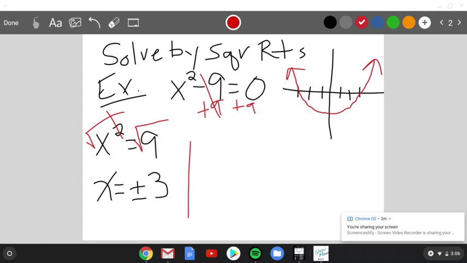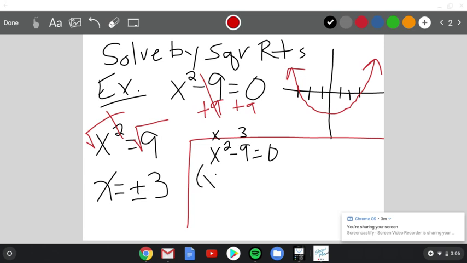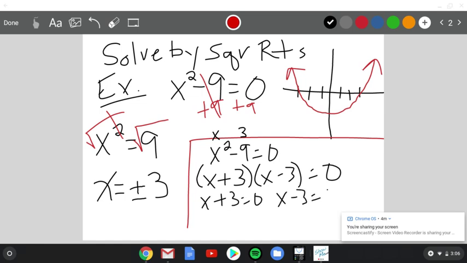Another way to think about why you have two solutions for this is we could also solve this by factoring, because in this instance, I have a difference of two perfect squares. So if I square root x squared, I get x. Square root of 9 is 3. So difference of squares would be x plus 3, x minus 3. And then if you're solving an equation, you set each term equal to 0 and solve, and you get x equals negative 3 and x equals positive 3.